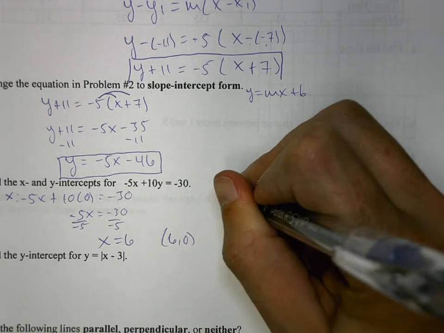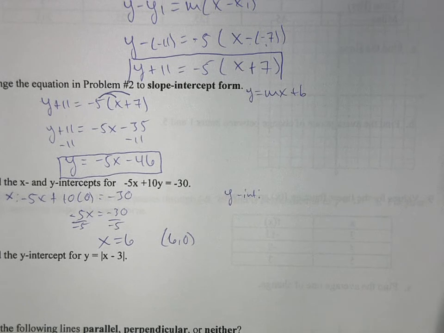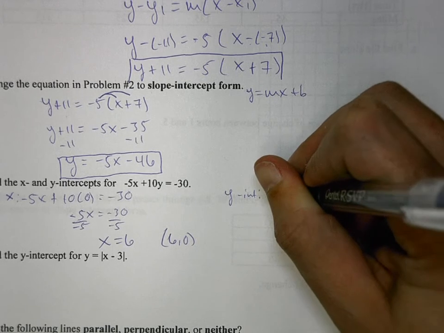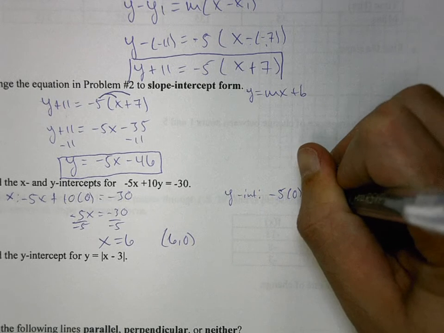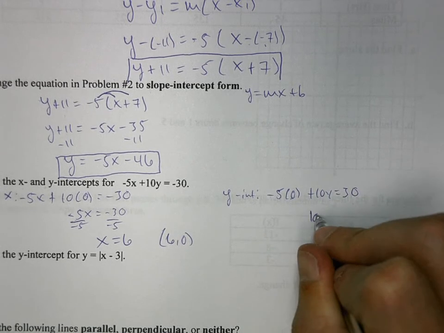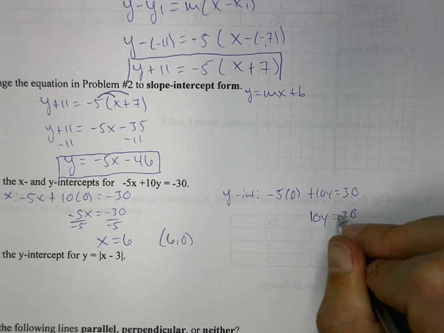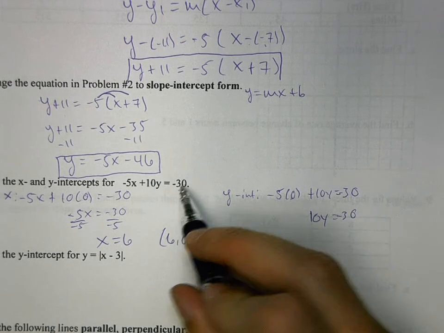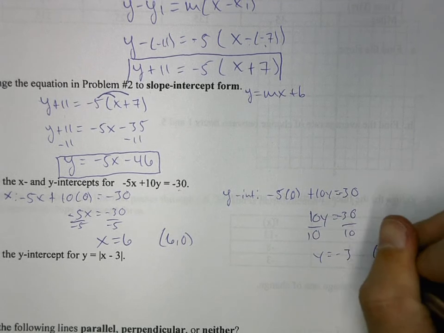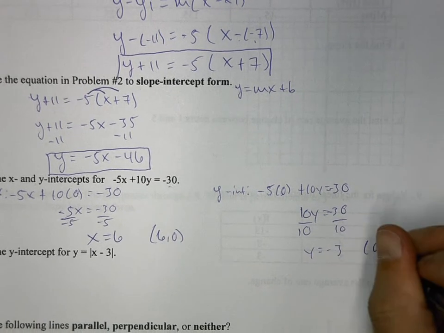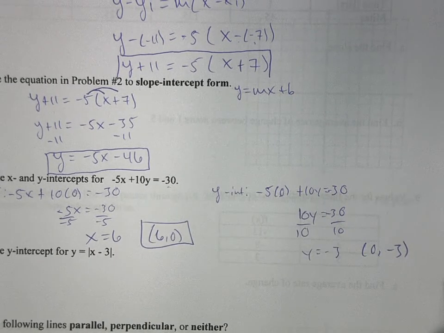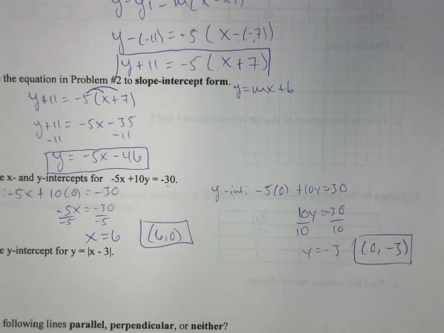To find the y-intercept, similar, except you plug 0 into x. If you want to solve for y, you got to get rid of x. So negative 5 times 0 plus 10y equals 30. And anything times 0 is 0, so that's just 10y equals 30. Negative 30. There's no problems, negative. Divide both sides by 10. Y equals negative 3, or the y-intercept is 0, negative 3. So here is your x-intercept. Here is your y-intercept.